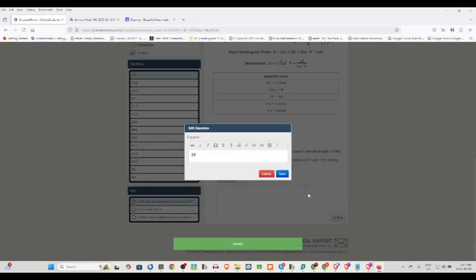So 24 is 2 times 12. But 12 has another factor of 2. So it's 2 times 6. 6 has another factor of 2. And then 3 is prime.